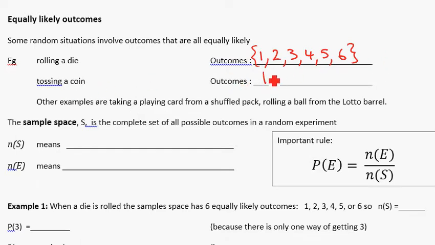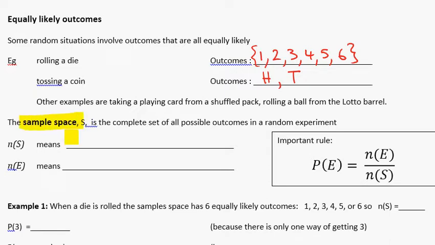Throw a coin, you could get a head or a tail, realistically. 2 possible outcomes, they're equally likely. We usually say a 50-50 chance. Other examples we use are cards from a pack, rolling a ball from a lotto barrel. And the next part is just some words, some definitions.